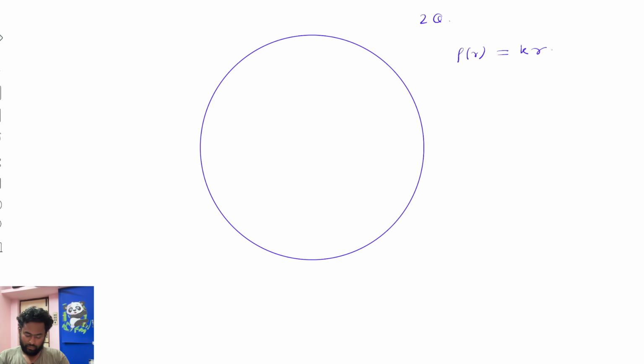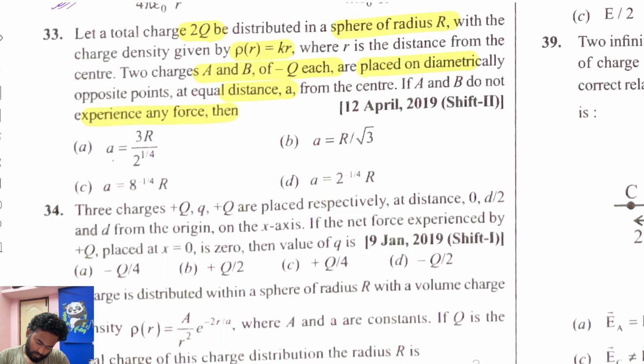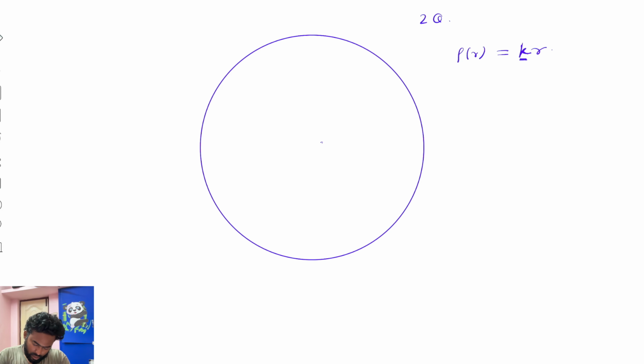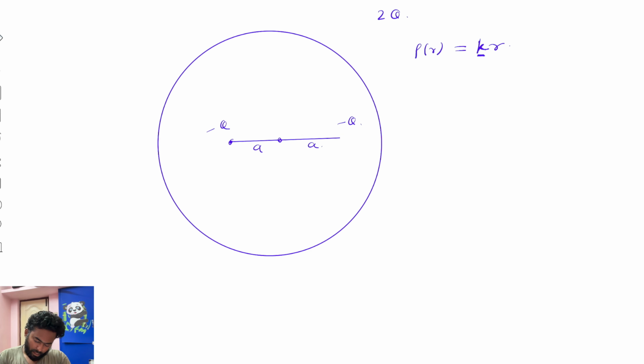Density is given as kr. Okay, anything else? R is the distance. So from the center we have 2 point charges, minus q, placed at distance A from the center. The question says that these minus q charges do not experience any force. So what is the relation of A and R? R is the radius.